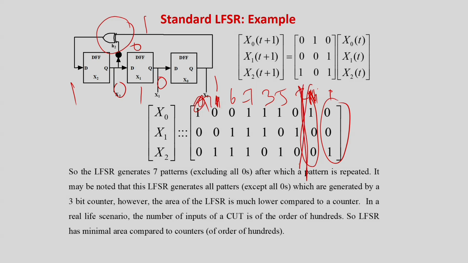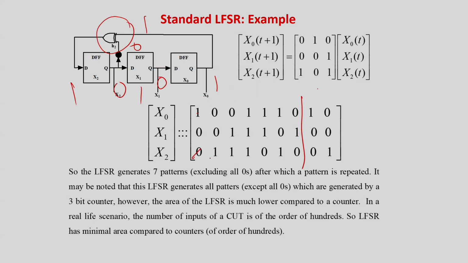So I am generating all patterns up to this. What are the patterns I have generated? Because from here the repetition starts. So it is 4, 1, 6, 7, 3 and 5. So 1, 2, 3, 4, 5, 6. So 6 patterns are generated by this sequence. 1, 2, 3, 4, 5, 6 and 7. So 2 to the power n minus 1. Just by using a simple XOR gate I can generate it.